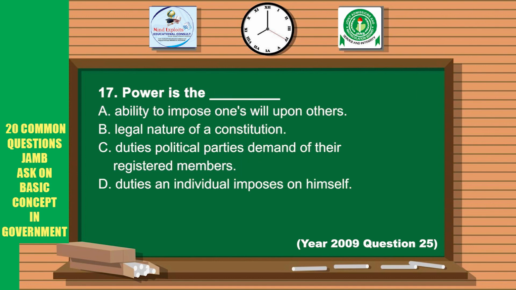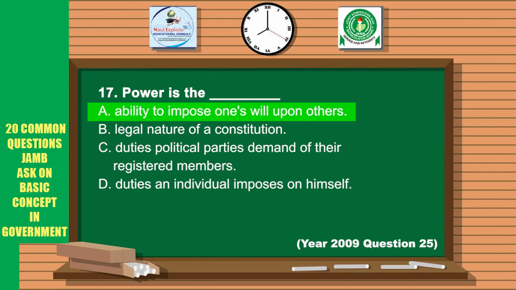Question 17 says power is the A, ability to impose one's will upon others. I've mentioned that, and this is the straight answer. A policeman is in a location to maintain law and order. He carries a gun, which is a power given to him by the government. So the fear of the gun is the beginning of wisdom for citizens. So when a citizen sees a policeman with a gun, they know they have to respect themselves and behave and do what they have been asked to do. So the right answer there is A.